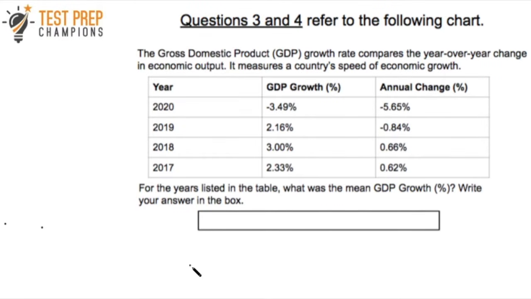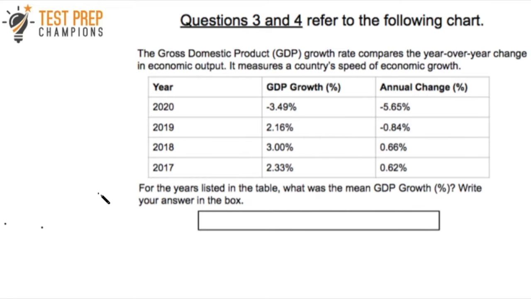Okay, so the third question, we have a chart here, and the text reads, the gross domestic product, GDP, growth rate compares the year-over-year change in economic output. It measures a country's speed of economic growth. Now, the following data is from the country China, and it gives us years here. It gives us 2020, 2019, 2018, 2017, and we see the GDP growth in percent for each year, and also the annual change in percent.